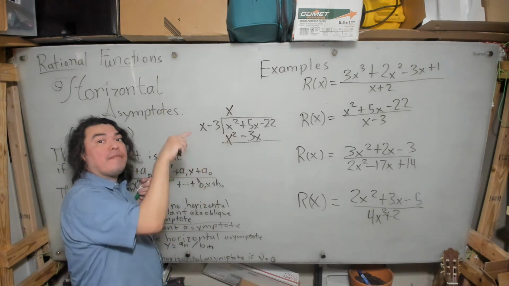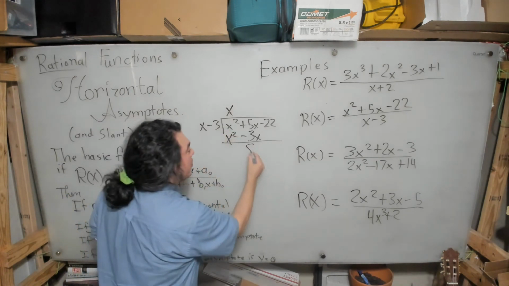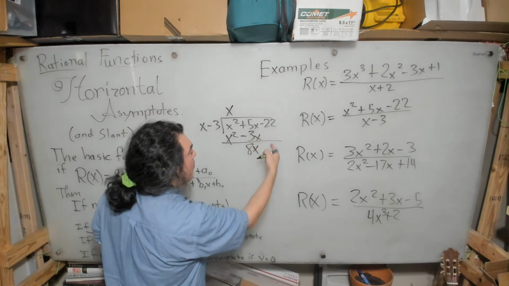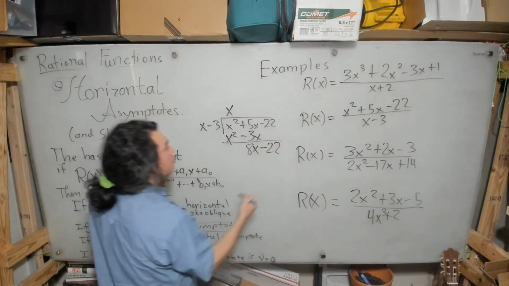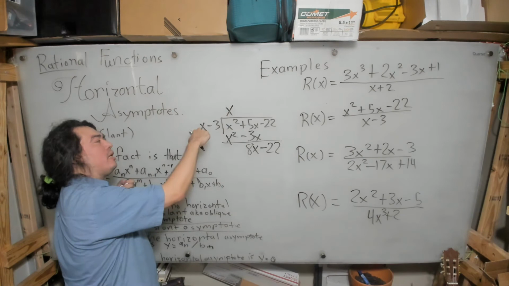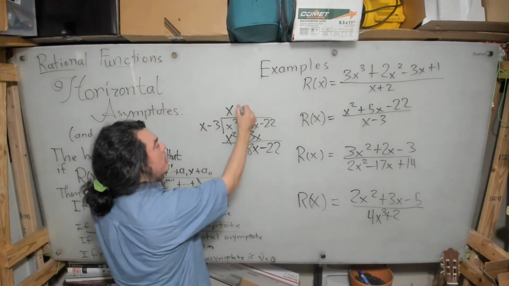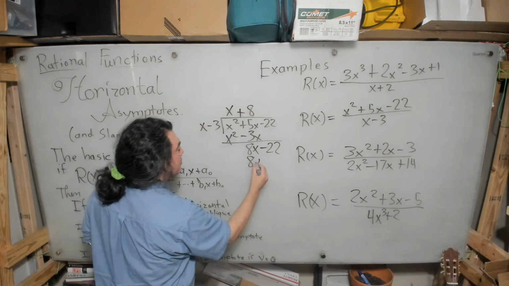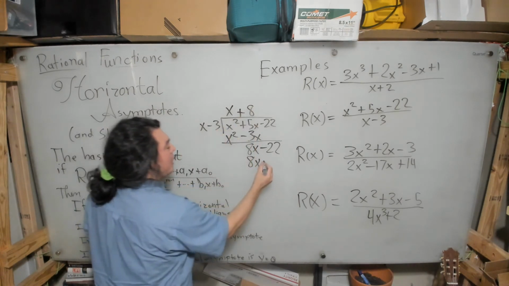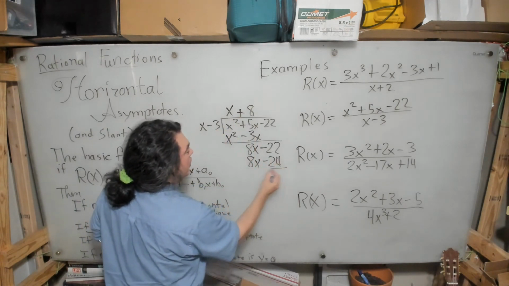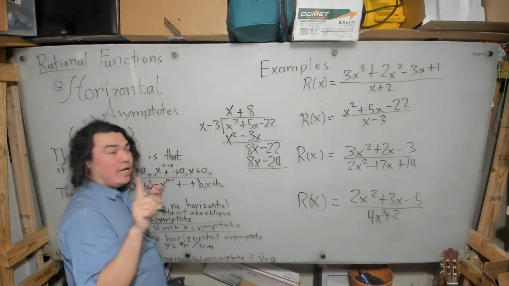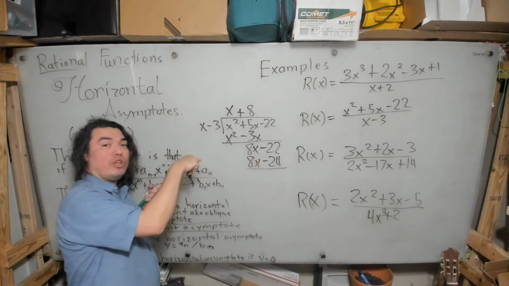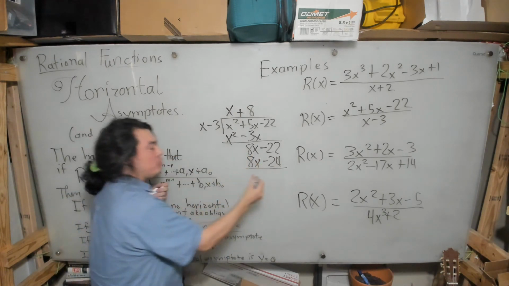That's going to be 5x plus 3x, which is going to be 8x. Then I bring down my minus 22, right? So then I ask myself the question, how many times does x go into 8x? In this case, plus 8. 8 times x is 8x. 8 times negative 3 is negative 24. What is negative 22 minus negative 24? That'll be negative 22 plus 24, which will be plus 2.